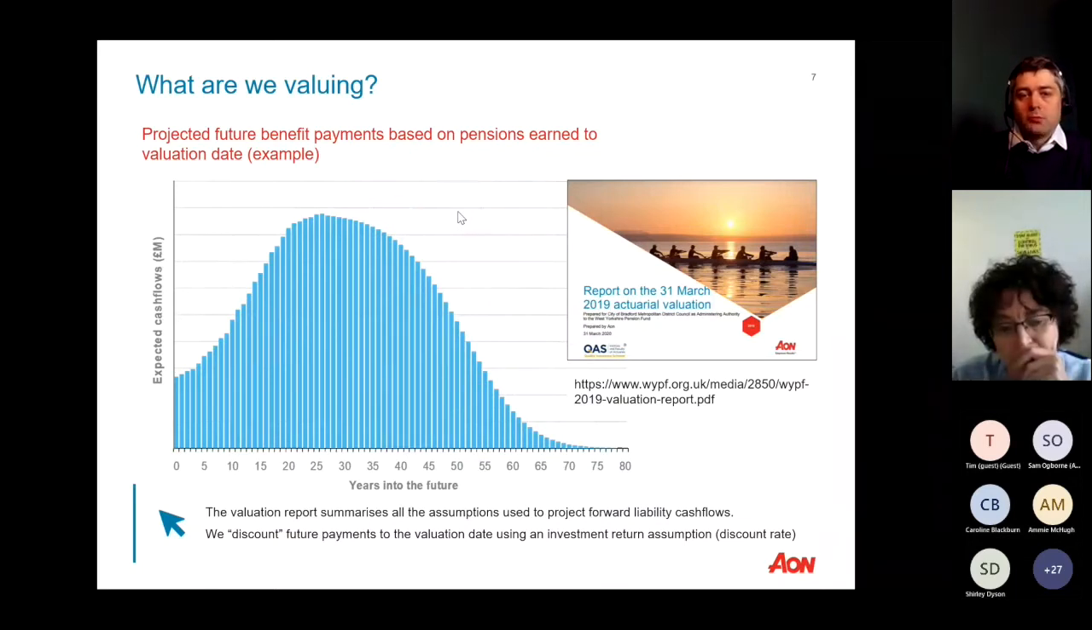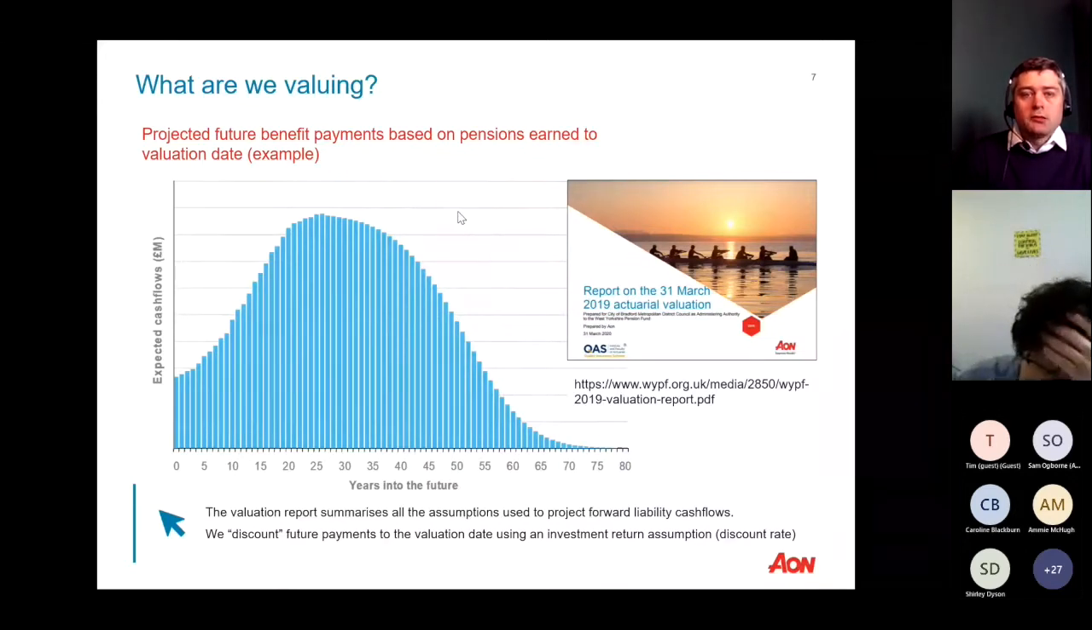But for now, the key assumptions used to estimate the projected future benefits payment are pension increases, pay increases, and the demographic assumptions. Once we've got the projected future benefits, we then discount those payments to the valuation date using an investment return assumption, which we call discount rate. And you can find the details of these assumptions in the valuation report, which you can find on the fund's website. Let us now talk about how we set the discount rate. So moving on to the next slide.